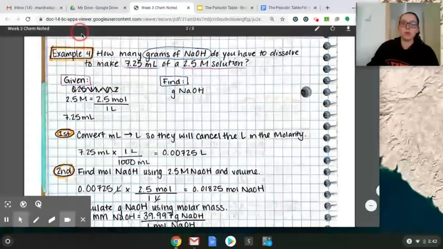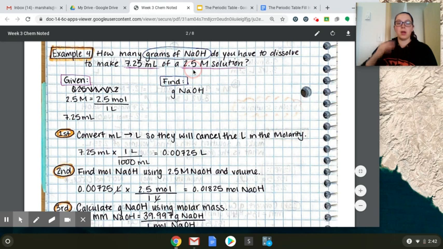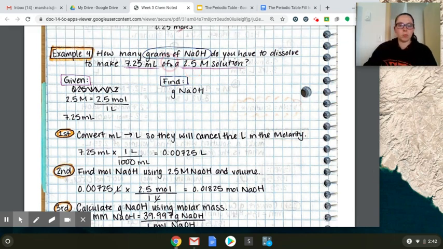Okay, so I need to go through and figure out what I know. What I do know is that I have 7.25 milliliters of a 2.5 molar solution, and I'm trying to find grams of NaOH. So here's the first issue: in order to get any information from molarity using my volume, these two units have to be able to cancel each other out. Have to. And we can't do that as they are in this moment.